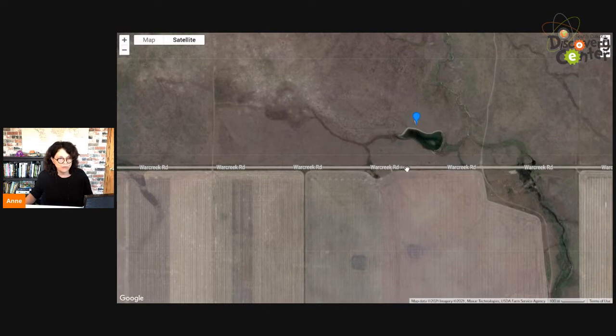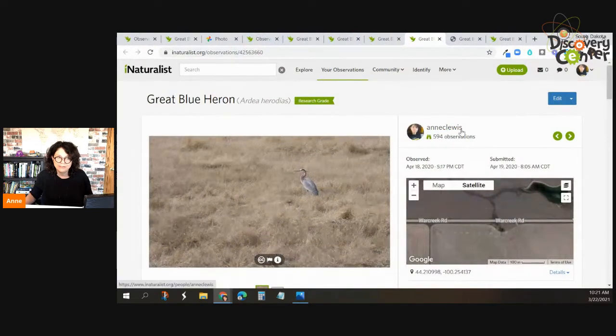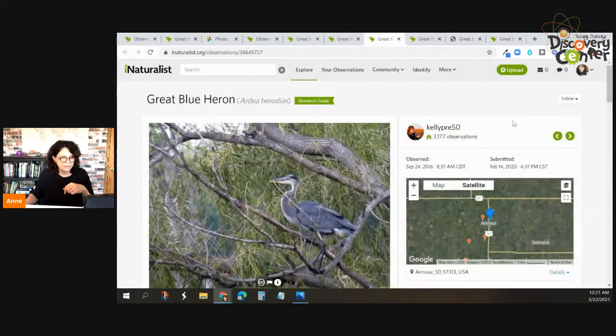I bet the person who took it was driving along the road and looked and saw the heron and took the picture from the road. In fact, I know she did, because you know who took that picture? I did. Like I was saying at the beginning, anybody can add photos to this. And so it's a way for you to help other people observe and learn about the world around them. In fact, this picture here was taken by Mrs. Preheim. She's a good friend of mine. She teaches kindergarten in Armour.